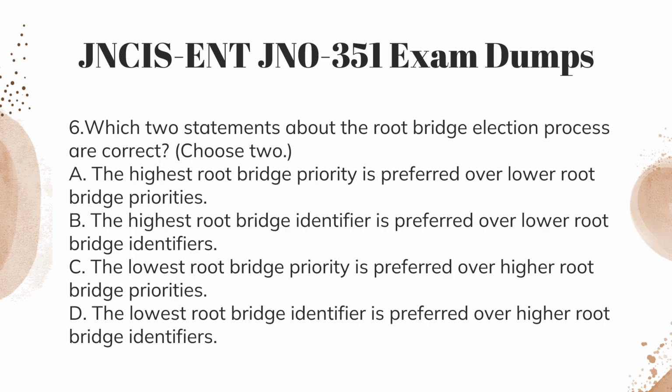6. Which two statements about the root bridge election process are correct? Choose 2. A. The highest root bridge priority is preferred over lower root bridge priorities. B. The highest root bridge identifier is preferred over lower root bridge identifiers. C. The lowest root bridge priority is preferred over higher root bridge priorities. D. The lowest root bridge identifier is preferred over higher root bridge identifiers.